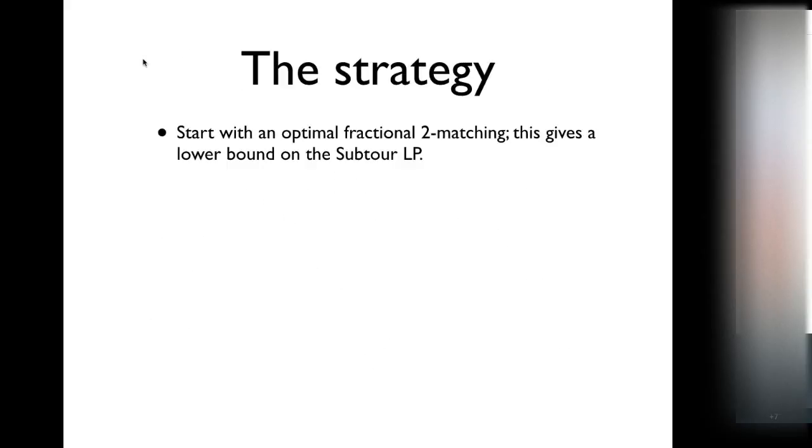So here's the strategy of the proof. I'm going to start with an optimal fractional 2-matching. And I claim this gives me a lower bound on the value of the Subtour LP. Remember that we get a fractional 2-matching just by taking out all the subtour elimination constraints. So if I take out some constraints, the value of the LP solution can only go down. So we'll start with this optimal fractional 2-matching.